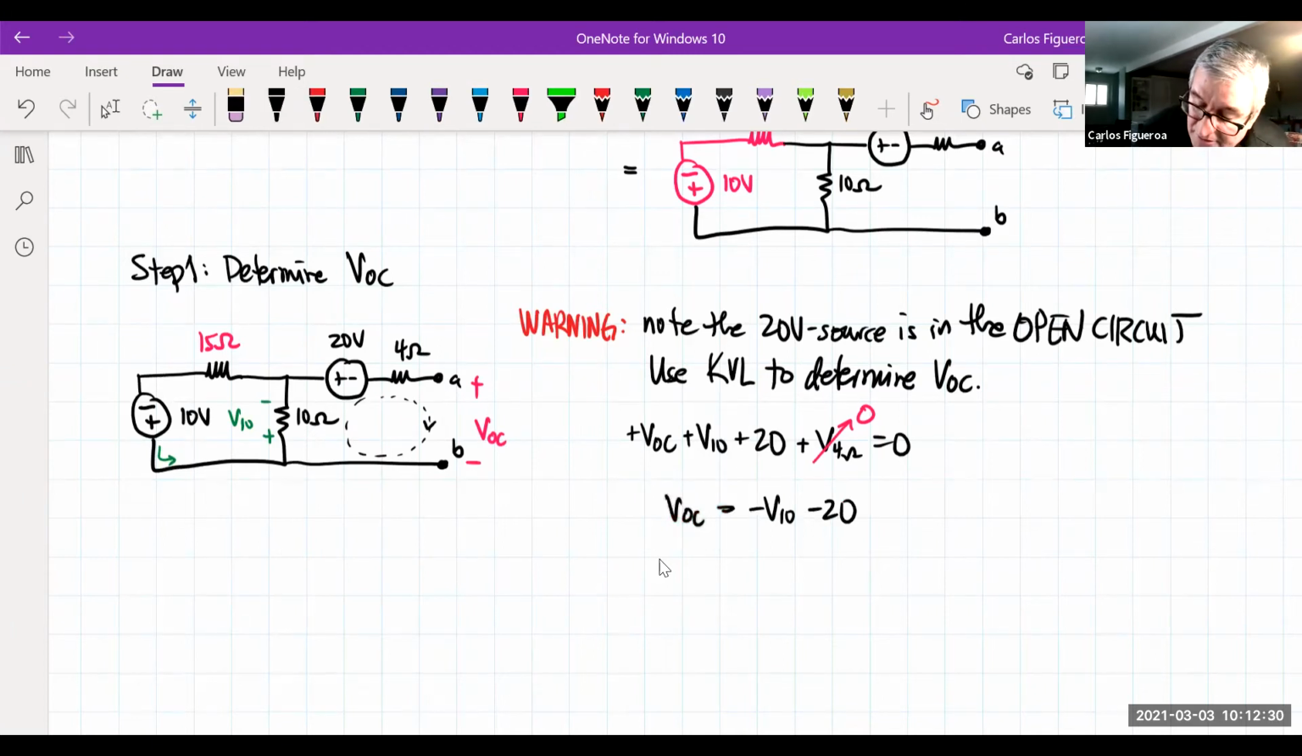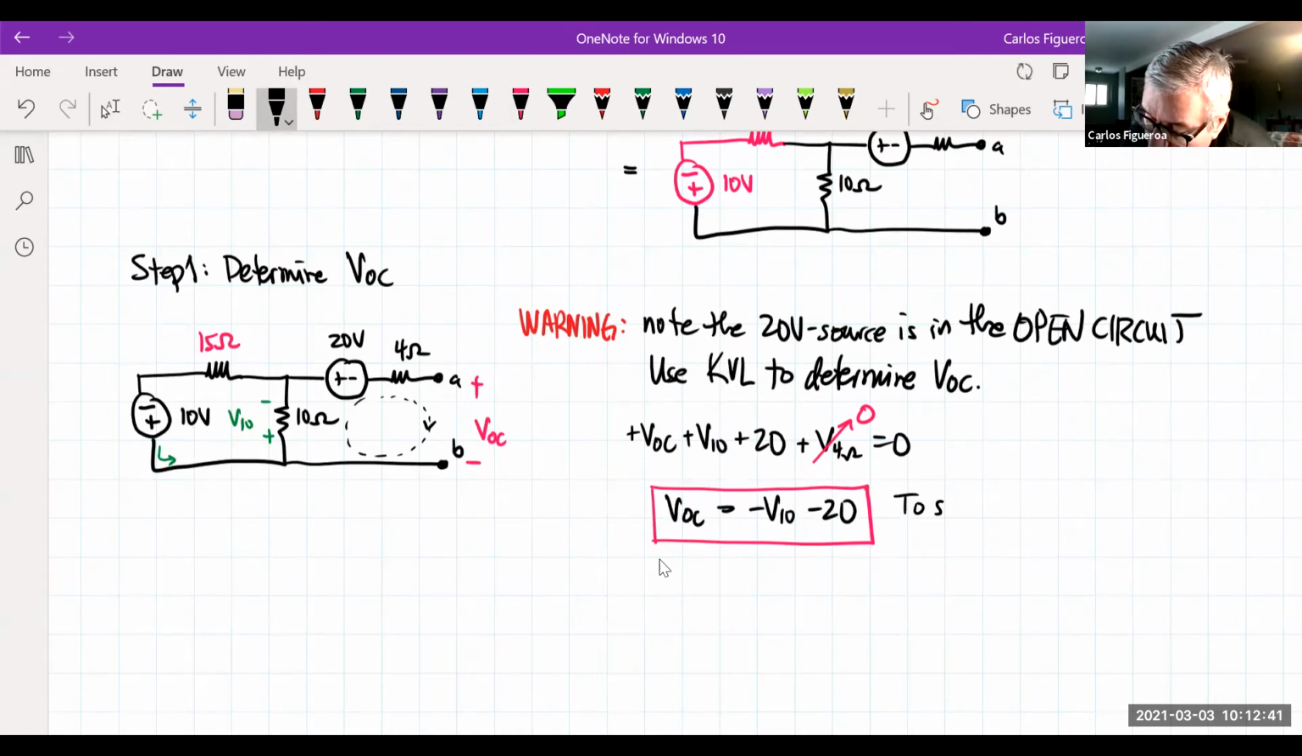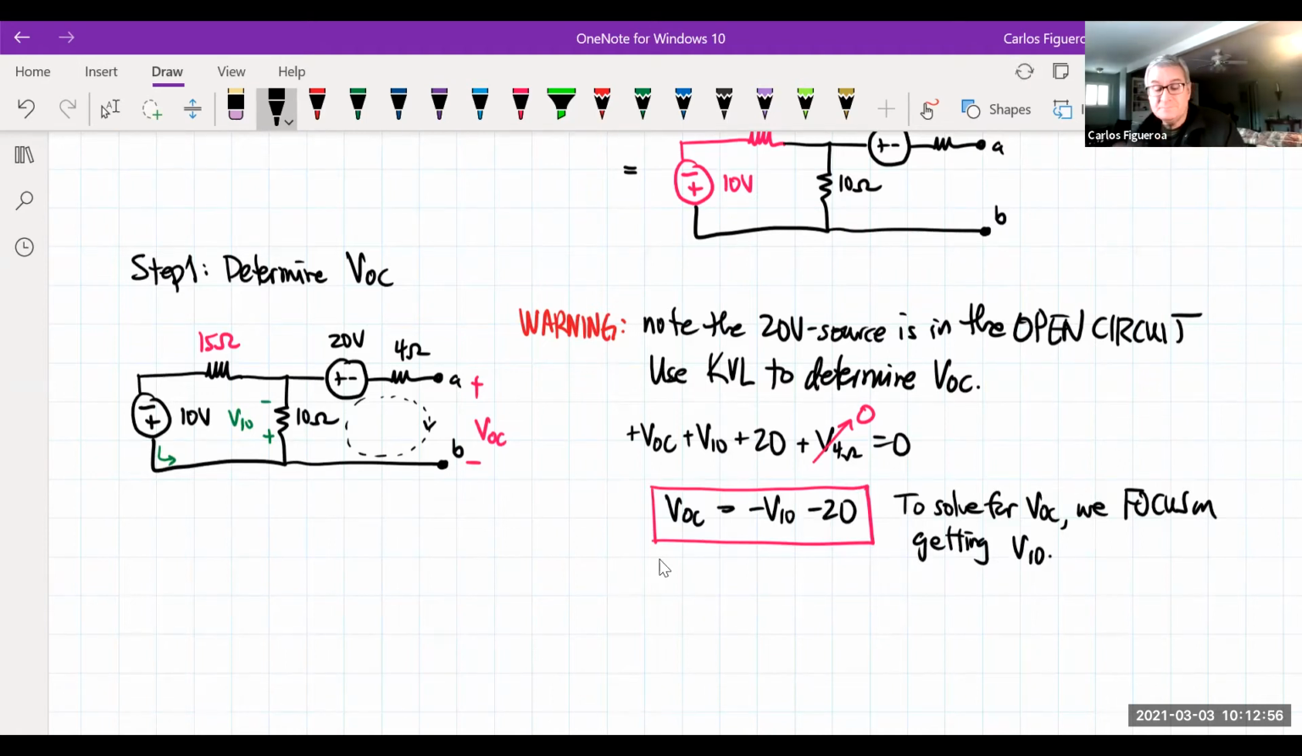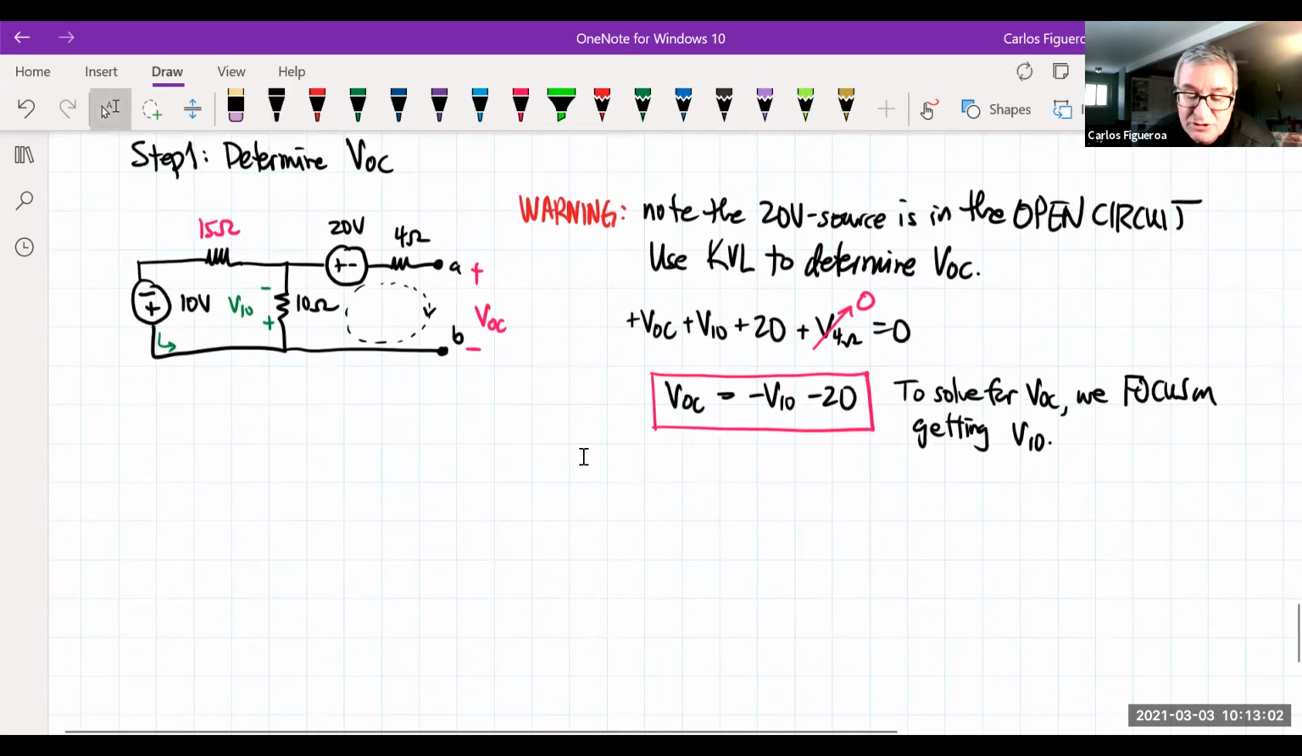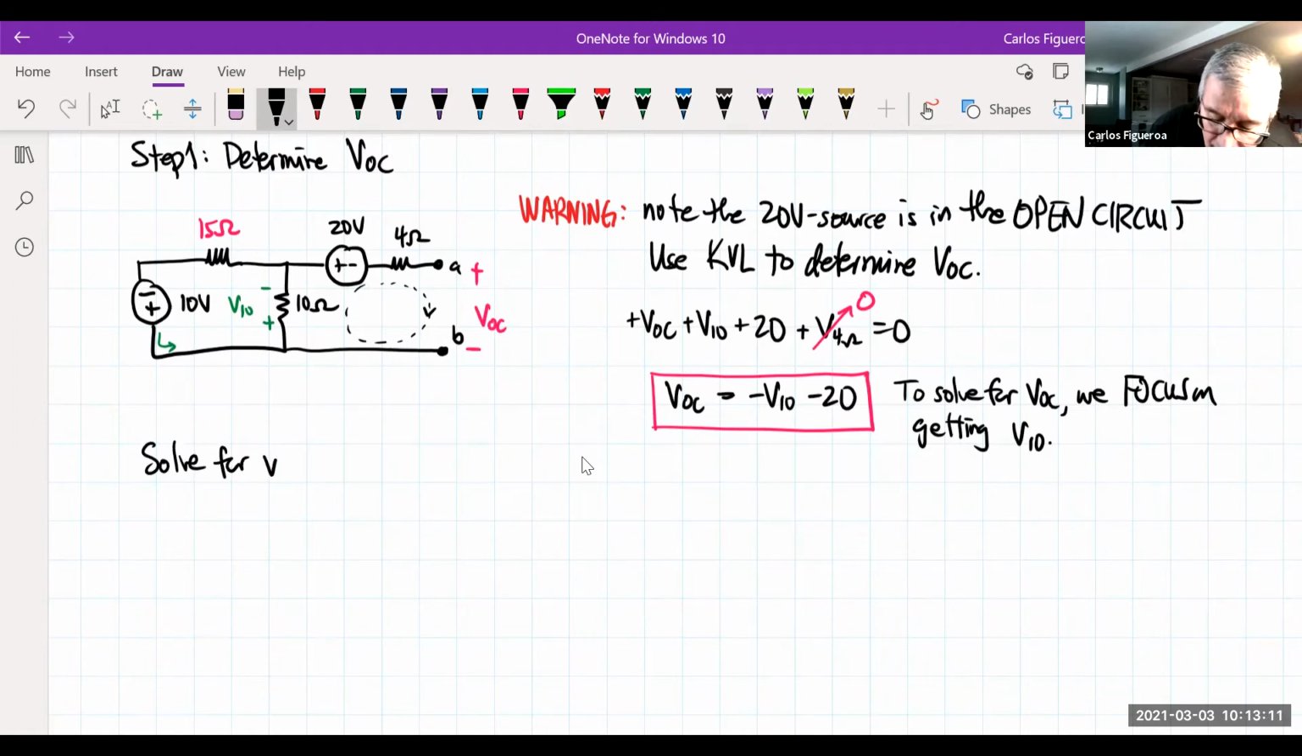So if that's the case here, you could see that this is the equation that determines VOC. What this tells us is that to solve for VOC, we focus on getting the voltage across the 10 ohm here. Okay, so let's go do that. My goal now is to solve for the voltage across the 10. So now we want to solve for V10 ohm.